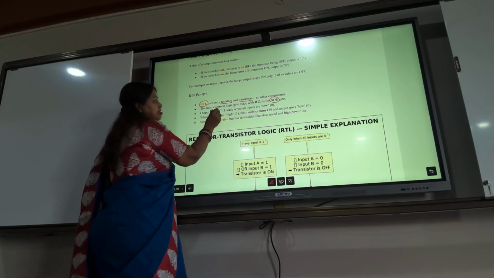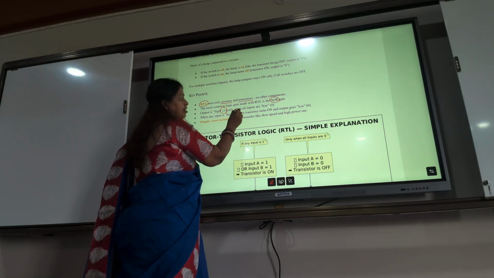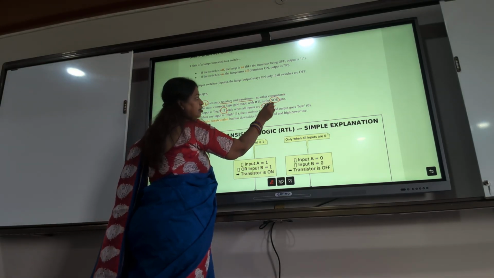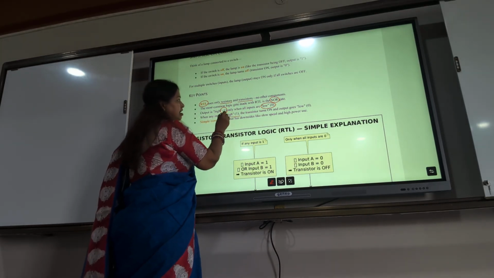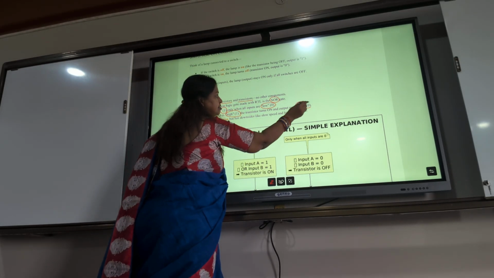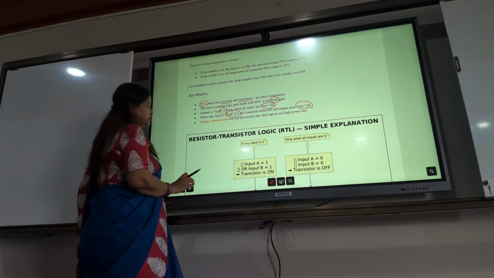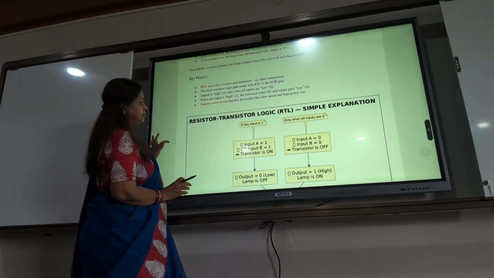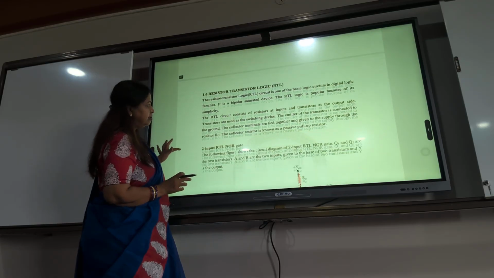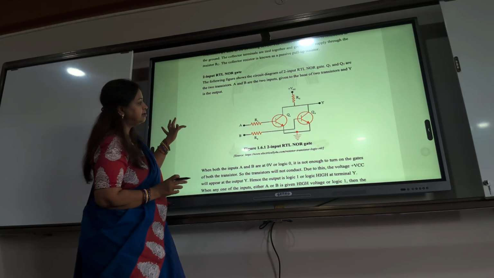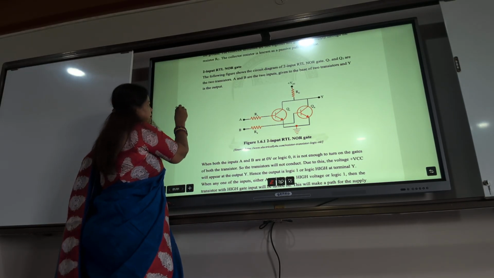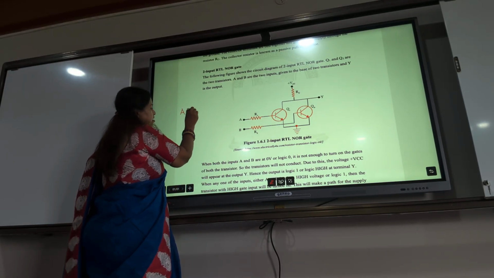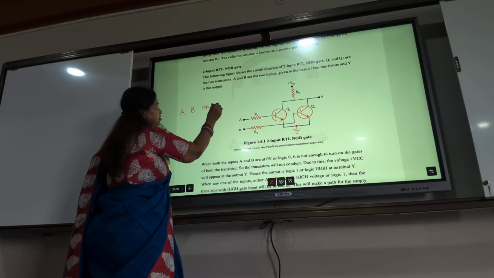The output is high only when all the inputs are low. That is because of the truth table. And when any input is high, the output is low. Simple construction here. So whatever I told here, let us see here. Suppose I am giving the inputs A, B.